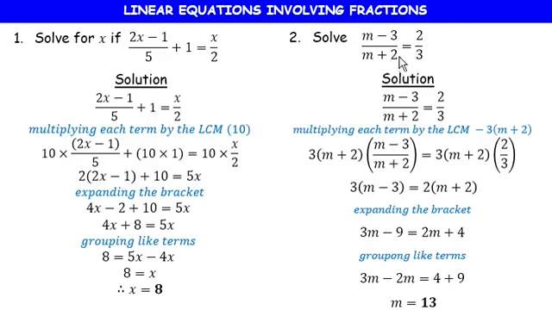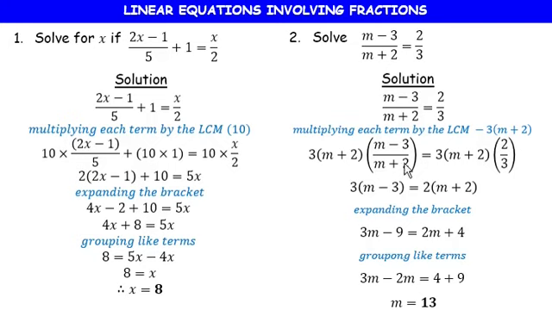So how do you get your LCM here? You simply multiply the two denominators. So m plus 2 is one denominator, and then we have 3. So our LCM becomes 3 into bracket m plus 2. We are going to multiply both sides by the LCM. So on the left side, you are going to have 3 into bracket m plus 2 times this expression, (m minus 3) over (m plus 2), is equal to the same LCM, 3 into bracket m plus 2, times 2 over 3.